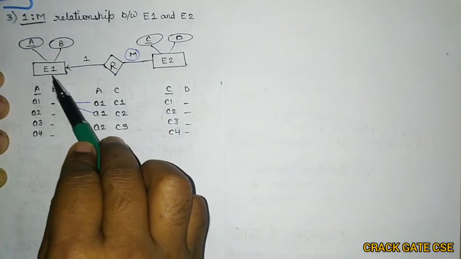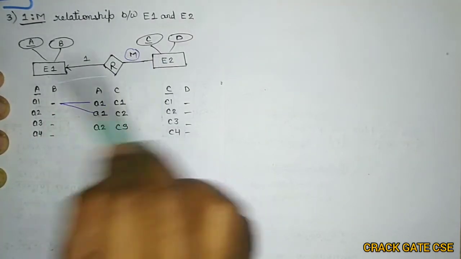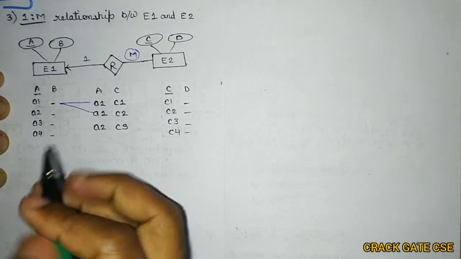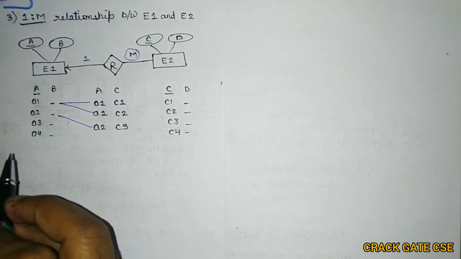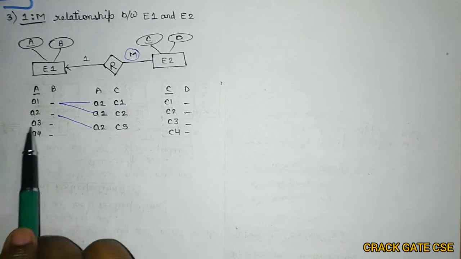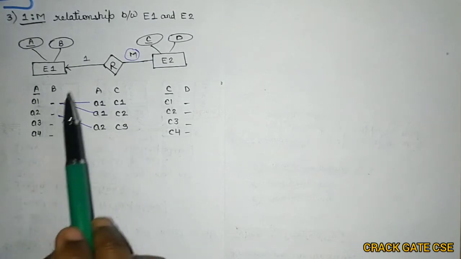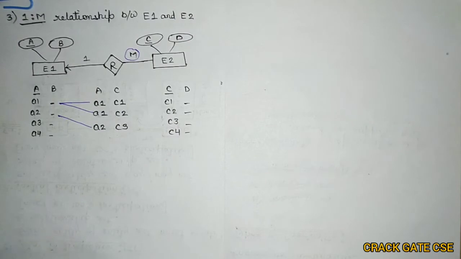That means E1 is relating with many values of E2, right? And this A2 is relating with C3. Now you can see that here A3 and A4 are not taking part in the relationship because of partial participation. It is not necessary for them to take part in the relationship.